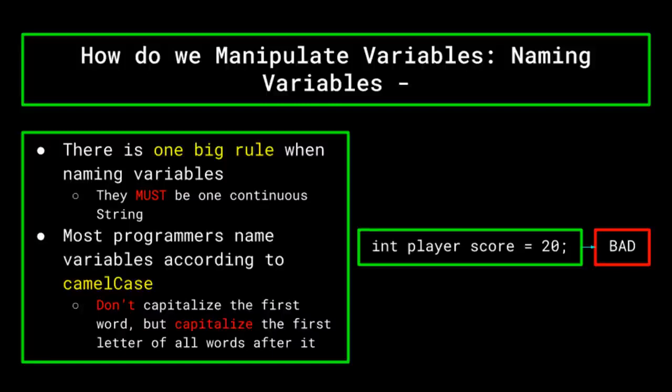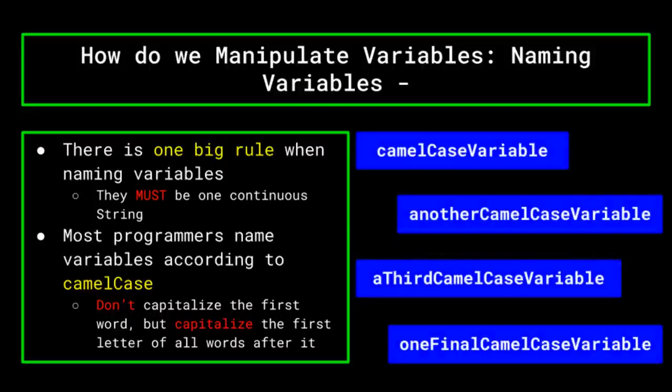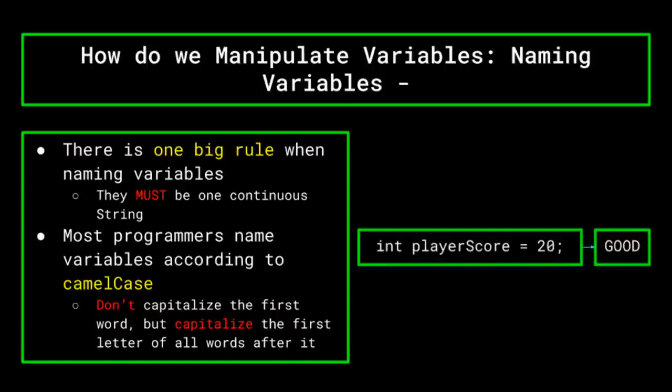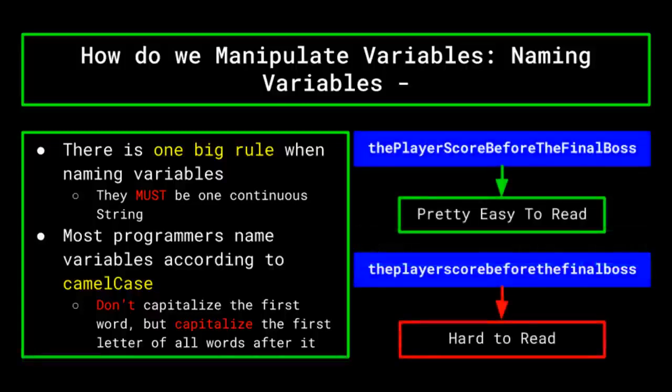All programmers have their own personal preference when it comes to naming variables, but the one we'll be using in this lecture is called camel case, which is the process of not capitalizing the first word, but capitalizing every word that follows it. Going back to the player score example, using the camel case method, the variable would be called playerScore. This allows us to easily see and identify each word and becomes really useful for long variable names, like the player score before the final boss. Whereas if we just type it out without camel case, it would be really confusing and hard to read.